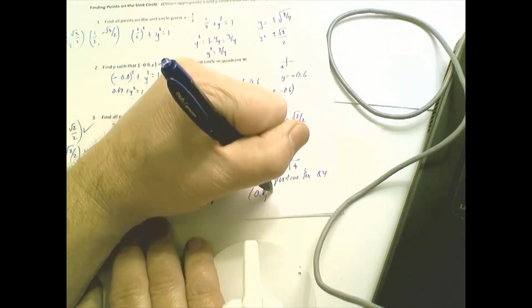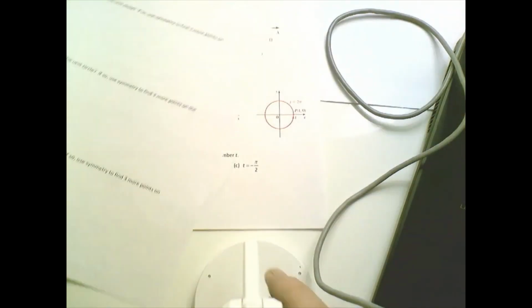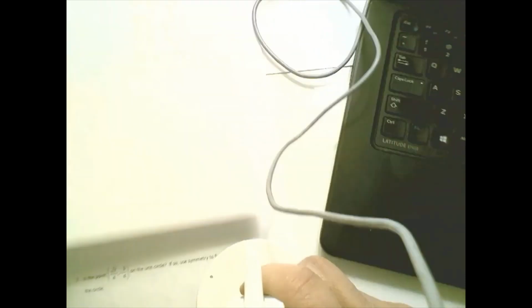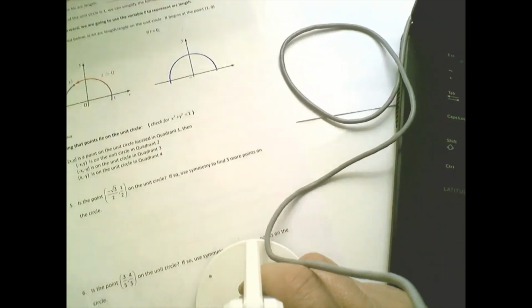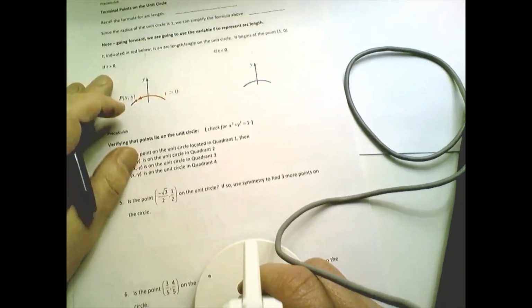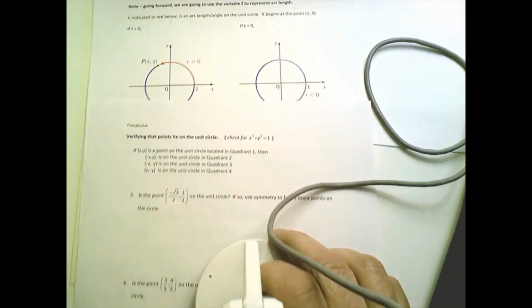0.8, negative 0.6. And we're good. So those are the basics, identifying points on the unit circle. Now, if we come back to our little bow tie diagram, we can feel very comfortable with the following statement that you see here, verifying points on the unit circle. Let's go ahead and do this.